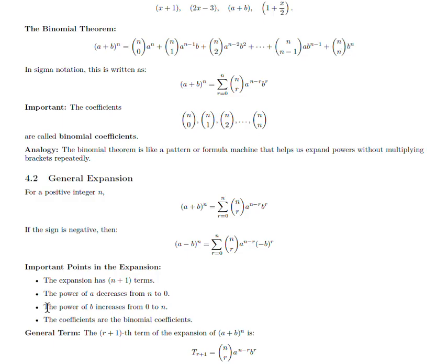And conversely, the power of b increases from 0 to n. There is b here, but it's raised to power 0. B raised to power 0 is 1. That's why it's not appearing. Then we have b raised to power 1, b raised to power 2. The next one will be b raised to power 3, and keep going. We'll have b raised to power the number before n and b raised to power n.